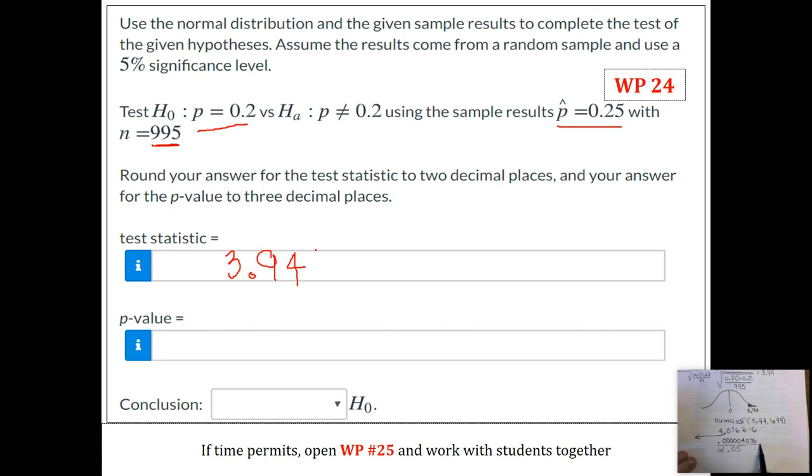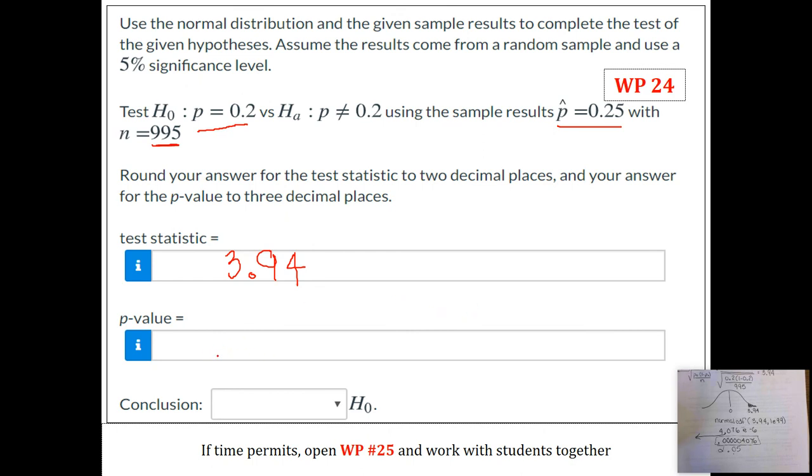Well, remember that our alpha level was 0.05. This is so much smaller than this that we will have no conclusion but to reject the null hypothesis with very, very strong evidence. I'm going to move over. I'm going to get over to my writing skills here.